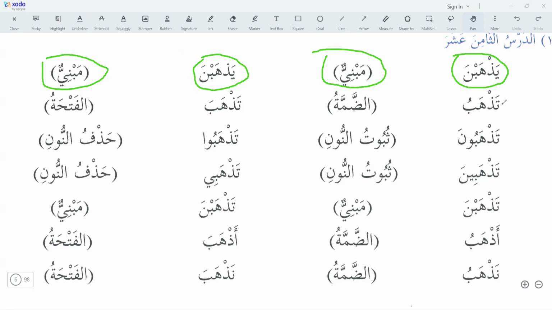Tazhabu, this tazhabu is second person masculine singular. Mukhatib, muzakkar, mufrad. And dhamma is alamte rafa. When it is mansub, it becomes tazhaba, and fata is alamte mansub.